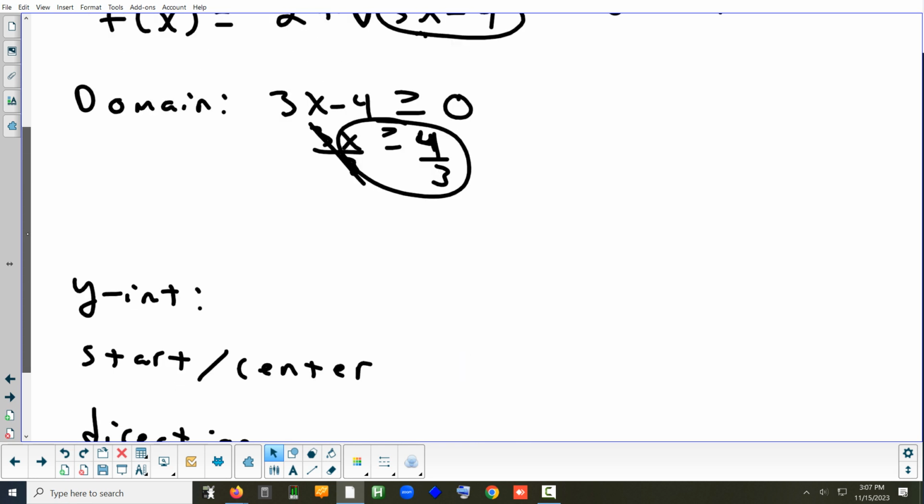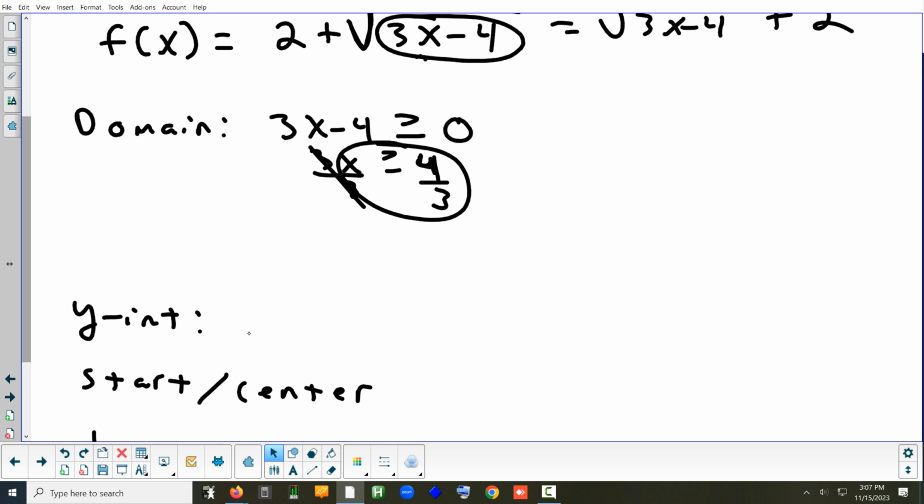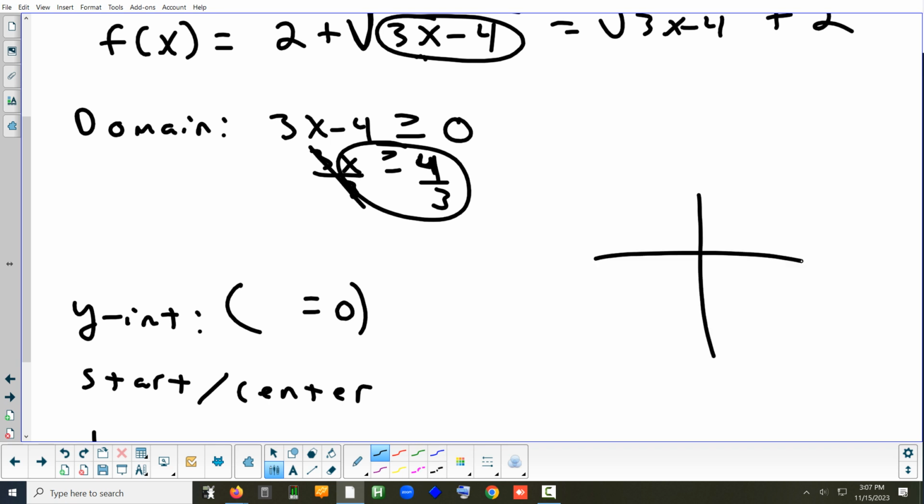Okay, the y-intercept. That's when you plug in 0. Do you remember for what letter? 0, 4. Think about if you had a graph like this. That's your y-intercept right there. Think about which part of that coordinate would have a 0. The x would have a 0.